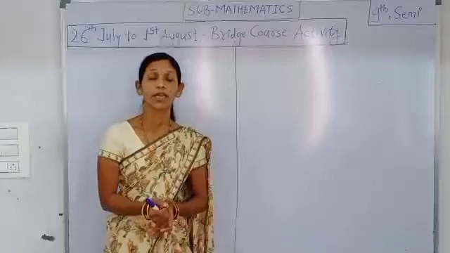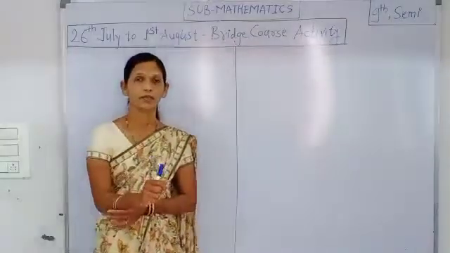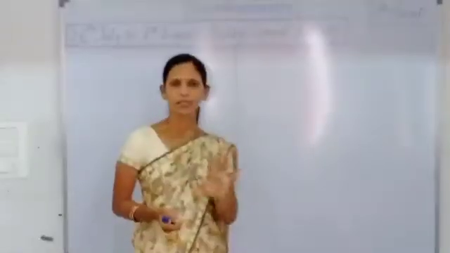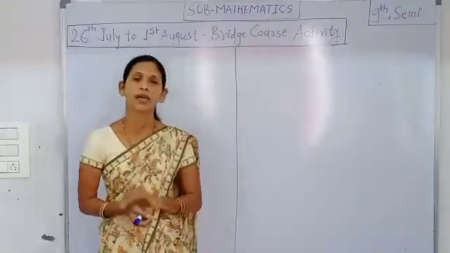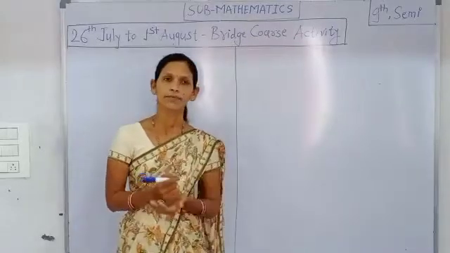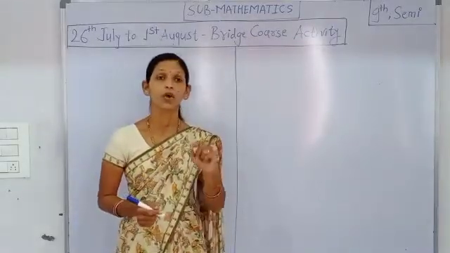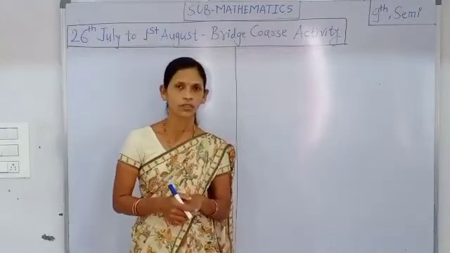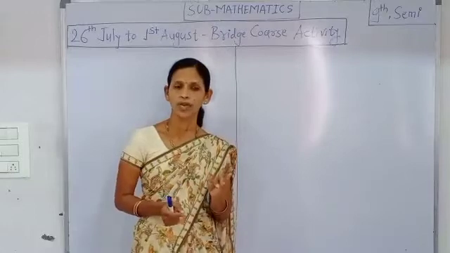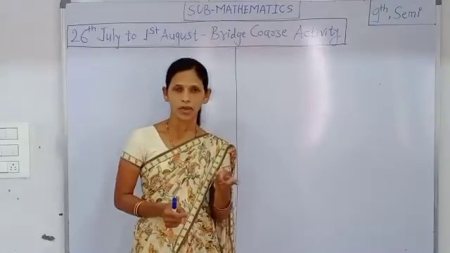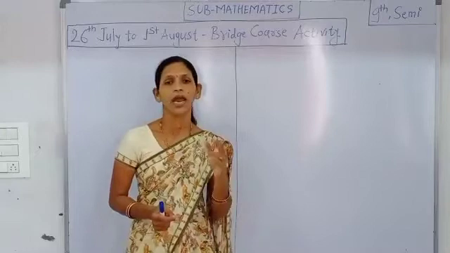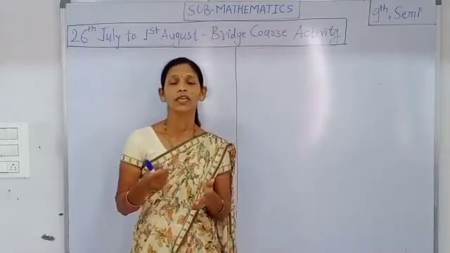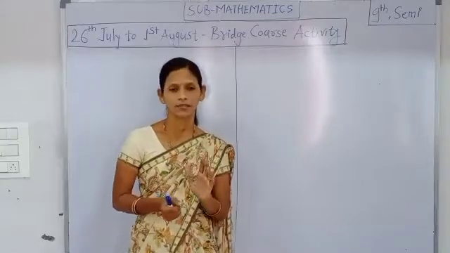Hello students, in the previous lecture of the bridge course activity of ninth maths, we studied a few concepts related to the quadrilateral. Today we are going to study the properties of square, rhombus, parallelogram, trapezium and kite, and a few more concepts related to circles.